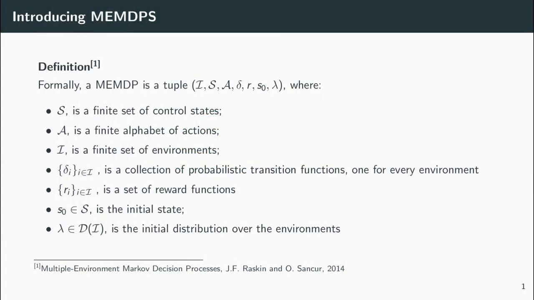So formally, how is a MEMDP defined? They're similar to MDPs, but they differ in three aspects. The first one is that we have a set of environments, which is discrete. Second is this set of environments defines different transition functions and different rewards. And finally, we need to have some initial prior on how the environments are distributed.